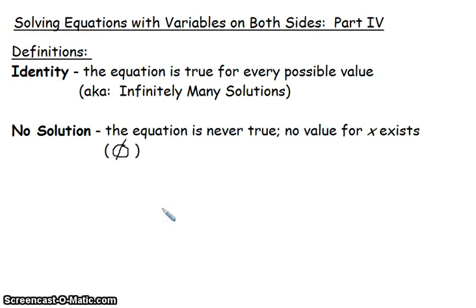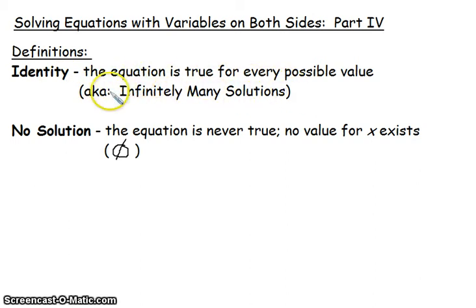So one example of that is identity. And the definition of identity, you should be jotting this down in your notes, is the equation is true for every possible value. That means any number that you can think of is going to make this equation true. So that's also known as, AKA there, infinitely many solutions. That means that when you get to an equation and you identify it as identity, this is its description, but my expectation of you is to know that that means there are infinitely many solutions.